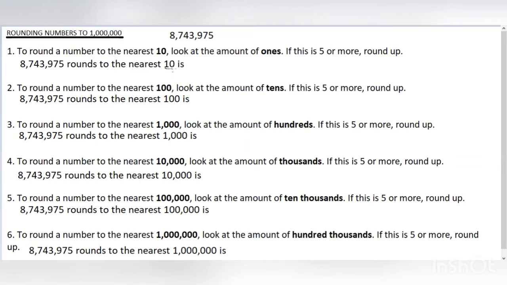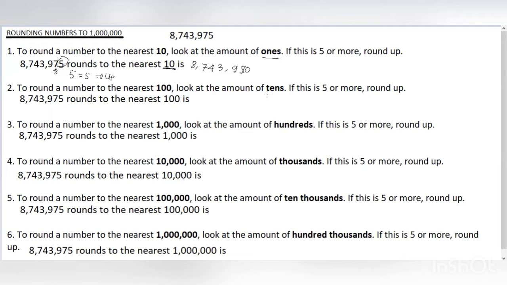Don't forget, if we want to round the number to the nearest 10, we need to see the amount of ones. So the ones here is 5. We know that 5 is equal to 5, right? So we need to round up. If we round up, 7 becomes 8. So the answer is 8,743,980.